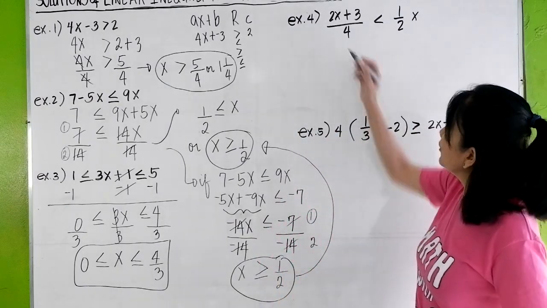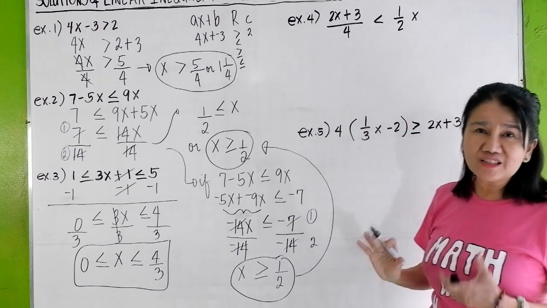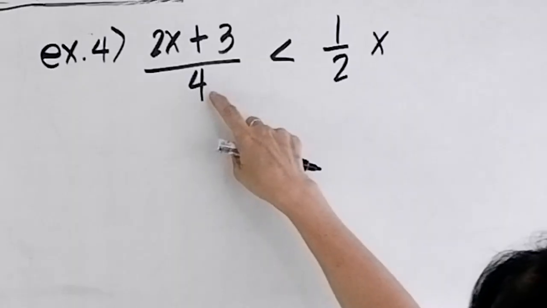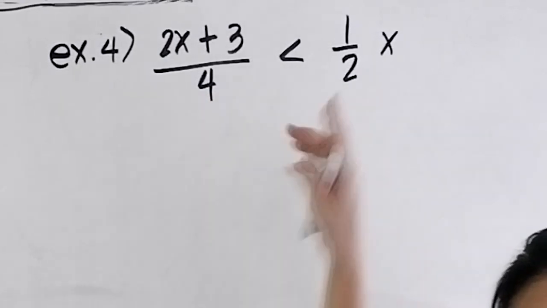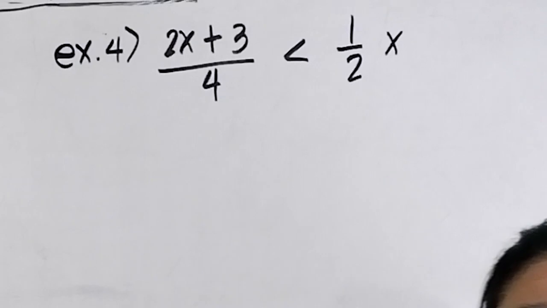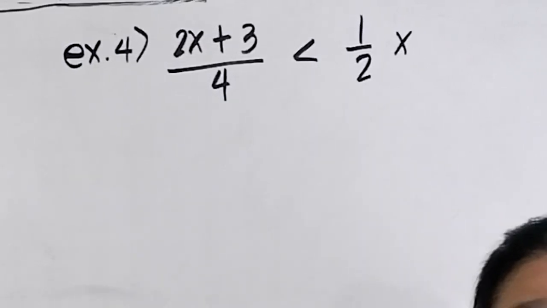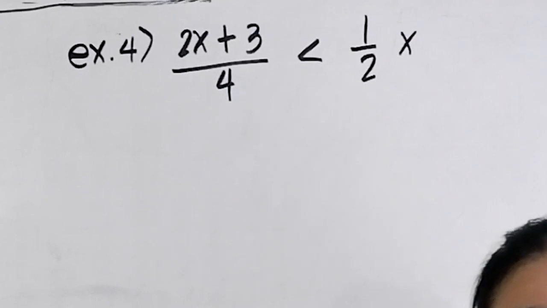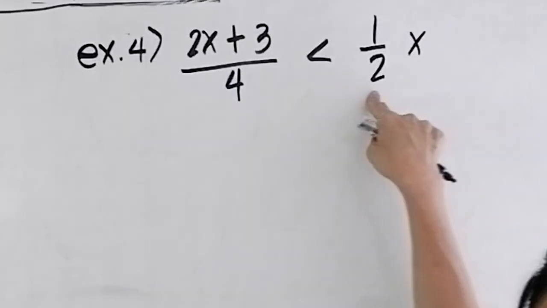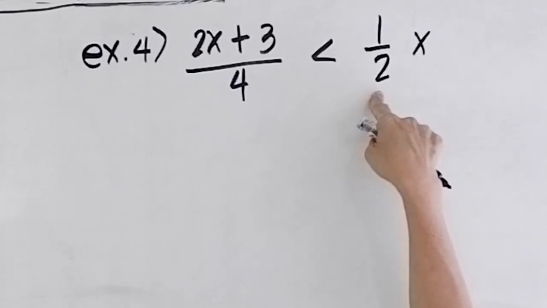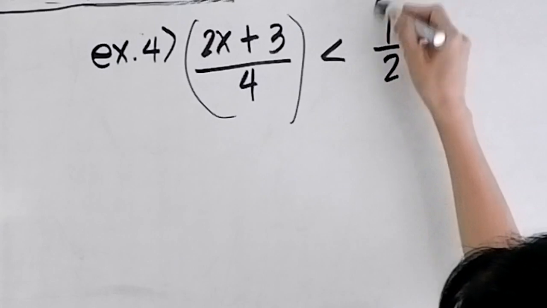Let's move on to the fourth example. This time, I put a fraction. So you can see a 4 and a 2 as denominators here. What do you do to solve it really fast? Remove the denominators. How do you do that? By multiplying the LCD. What is the LCD of 4 and 2? It's 4, right? So you multiply everything by 4.